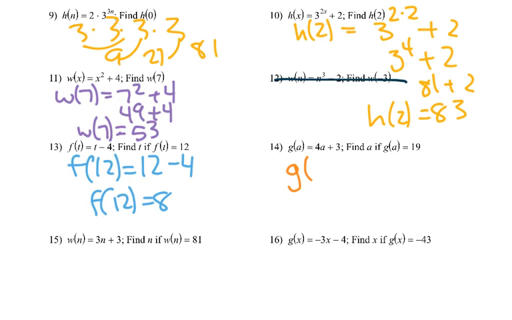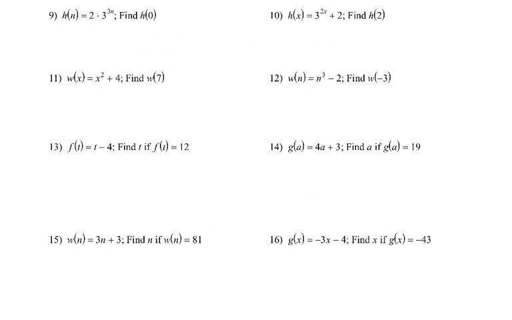And G of 14. Oh no, I did number 13 wrong, didn't I? Okay, and this is a mistake people will make. This was W of 7. This was F of t equals 12. Okay, we treat these ones differently.